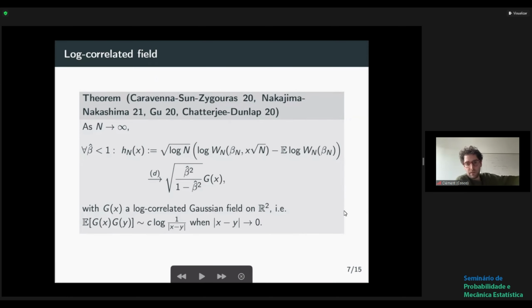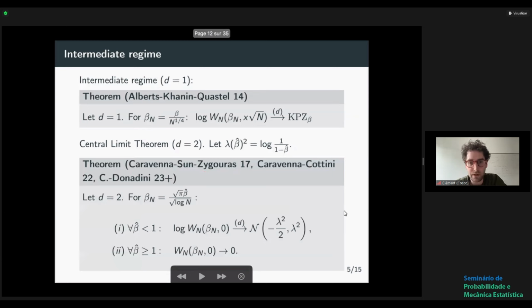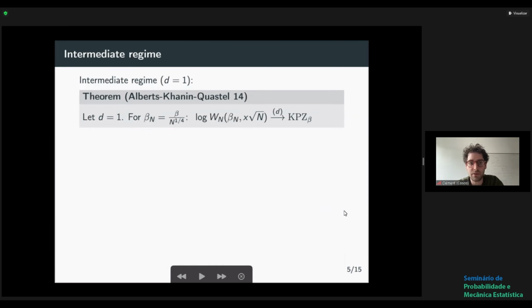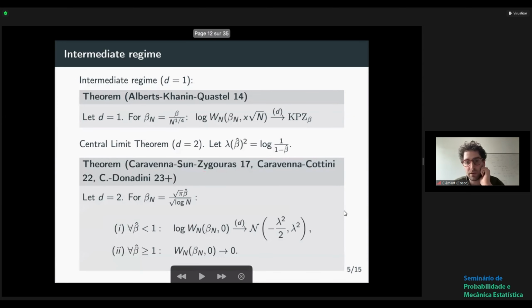This was very interesting for many people because it was a way to answer the original question. In dimension 1, when you took this diffusive scaling in space and this beta n, you find a non-trivial object, which was the KPZ equation. The KPZ equation is not a Gaussian object. It's actually quite complicated. The distribution is more connected to the Tracy-Widom law. There are many interesting, non-trivial features.